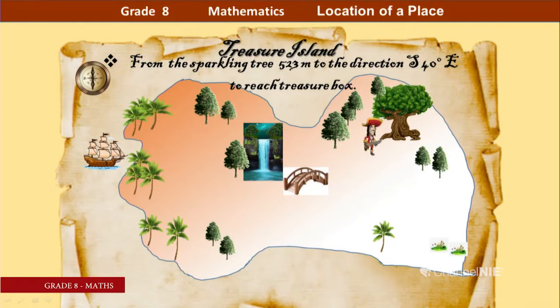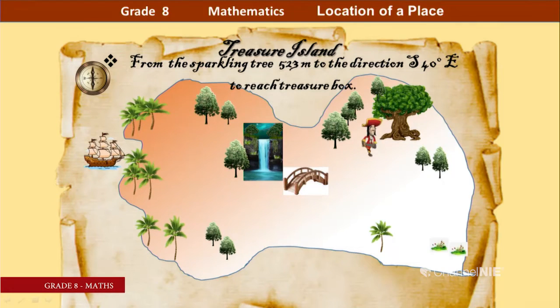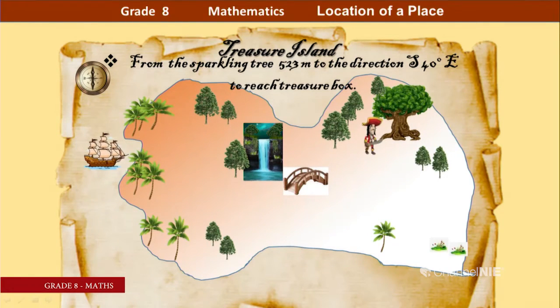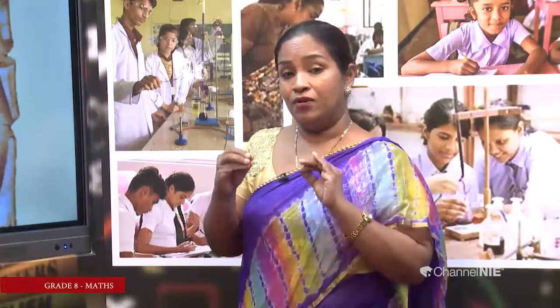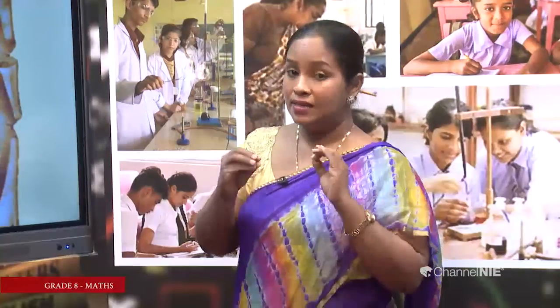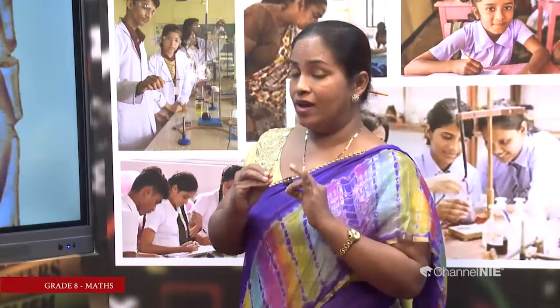Make sure of the distance: 523 meters. What is the direction? From south to east. What is the angle? That is 40 degrees. So, could he find the treasure? Of course he could, because the previous steps were okay. He did it correctly. He followed the steps. He followed the distance and the angles or the directions very accurately.